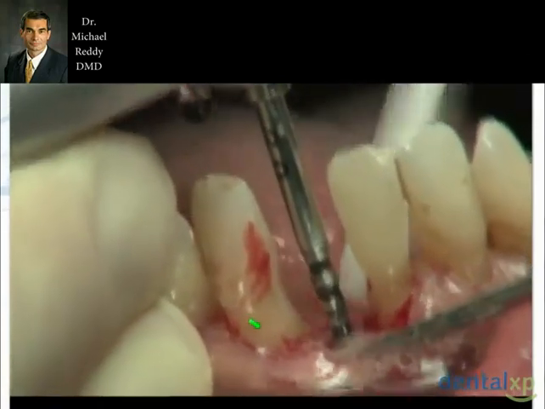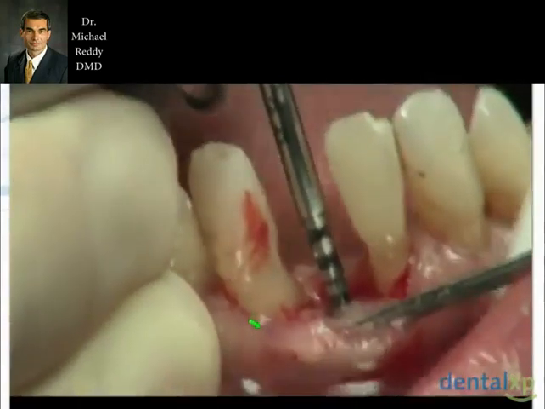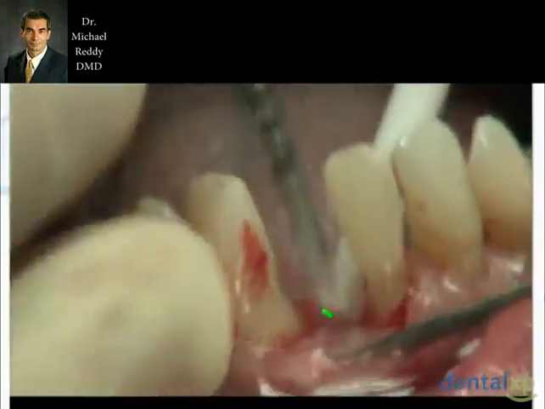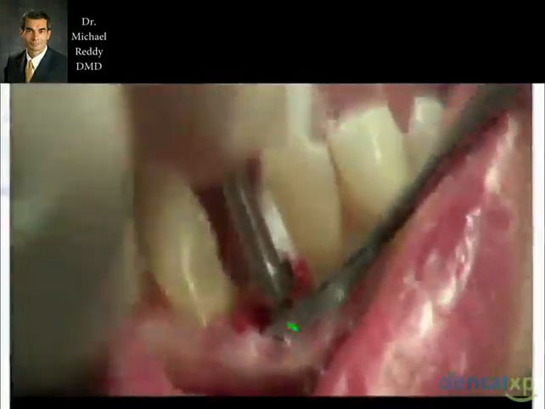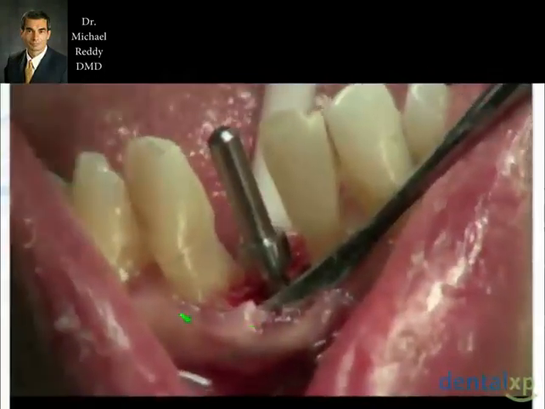Because of the recession that this patient has and the bone loss in that area, we may want to leave this implant with a little bit of that laser lock surface a little bit above the bone.